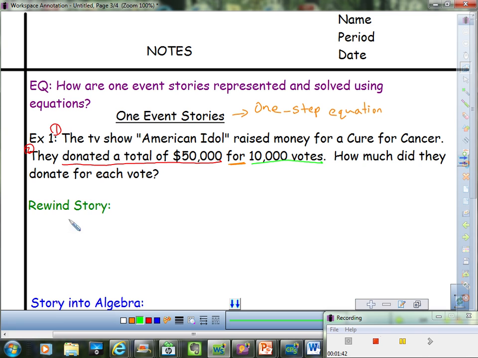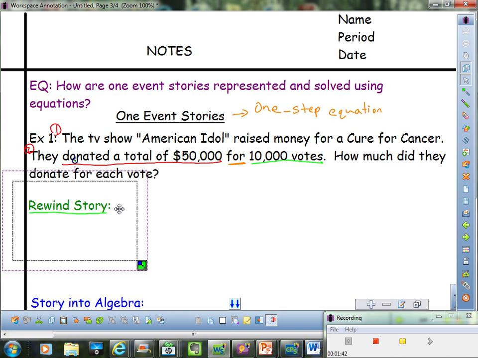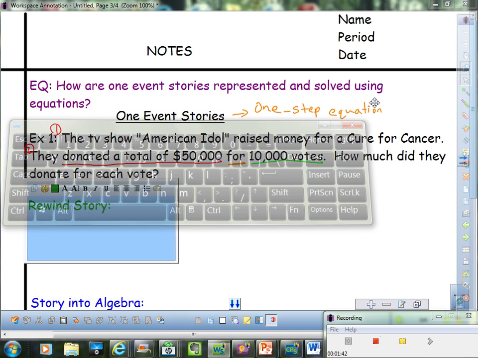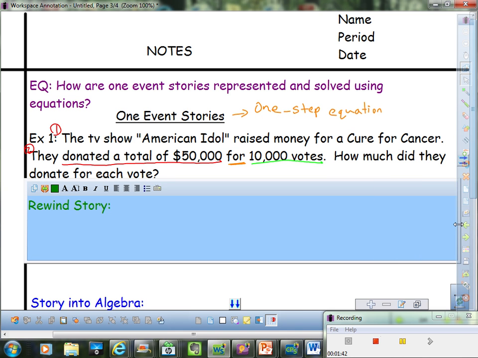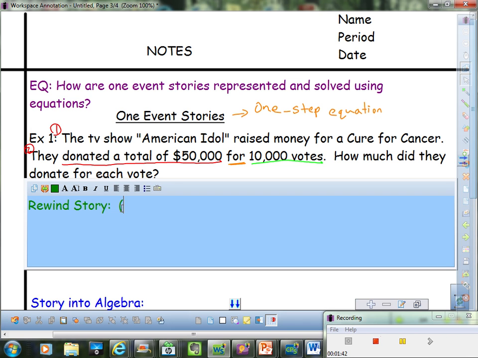So the next thing you need to do after you mark the text is rewind the story. So go ahead and write rewind story, and then we're going to do that part together. So beneath that, write rewind story. Can you guys see that green? All right. So the way you rewind the story, it goes from finish, the end, to the start. Just like when I showed you with the envelope, I gave you the end of the story, right? The $30. And then you were able to go back to the beginning.